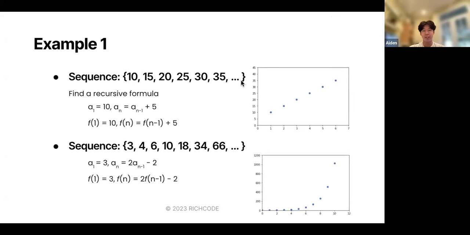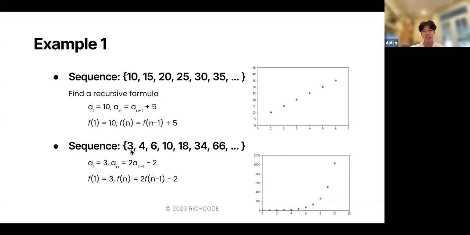So here's an example sequence. And if you look at the sequence, you can see that every number is the number before it plus 5. And so out of that, we can find the recursive function f of n is equal to f of n minus 1 plus 5, where f of 1 is equal to 10, since that's the number we start with. So if we plug in 2 into f of n, we get that f of 2 is equal to f of 2 minus 1, which is 10, plus 5, which is 15, which is how we get the second number here. And then if we continue with 3, 4, 5, 6, and so on, you'll get all the rest of the numbers of the sequence.